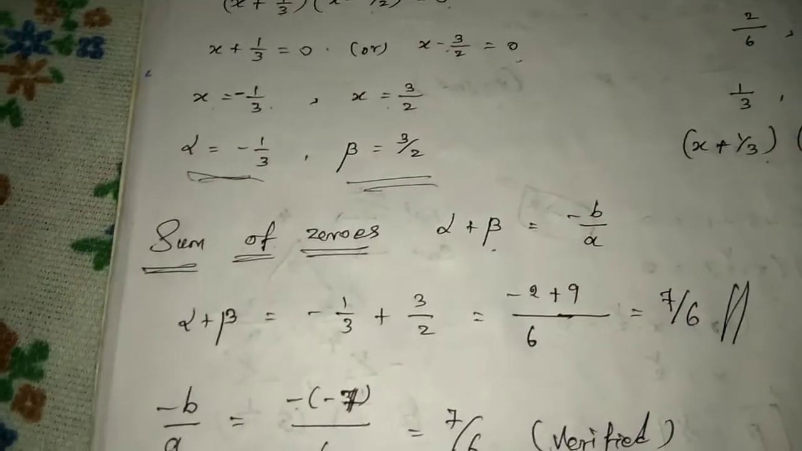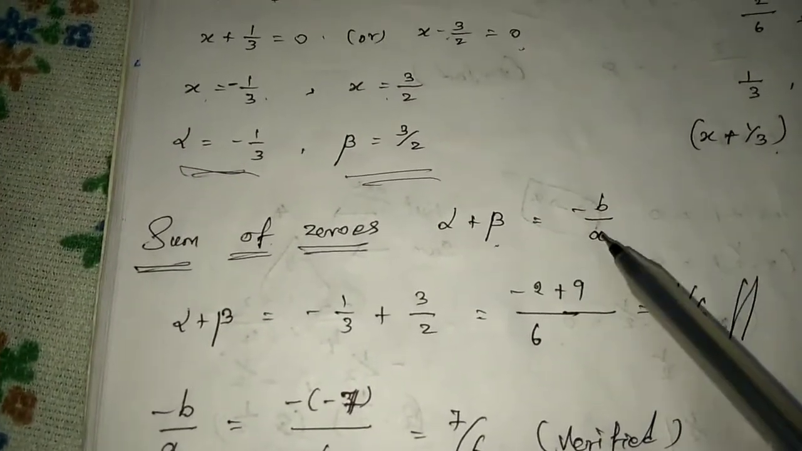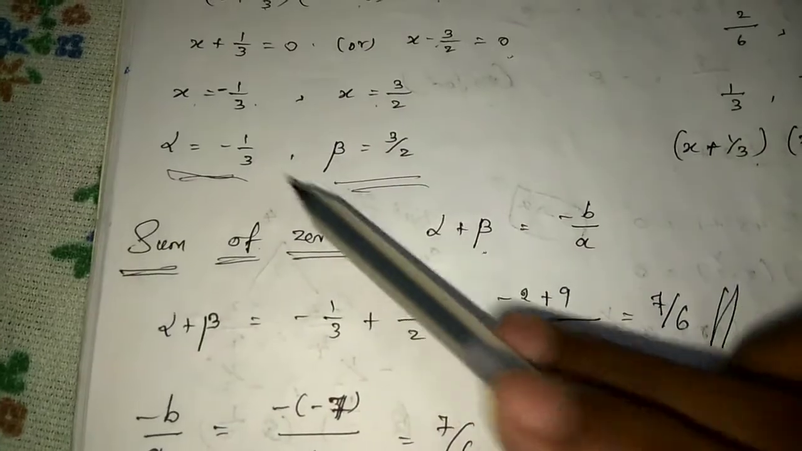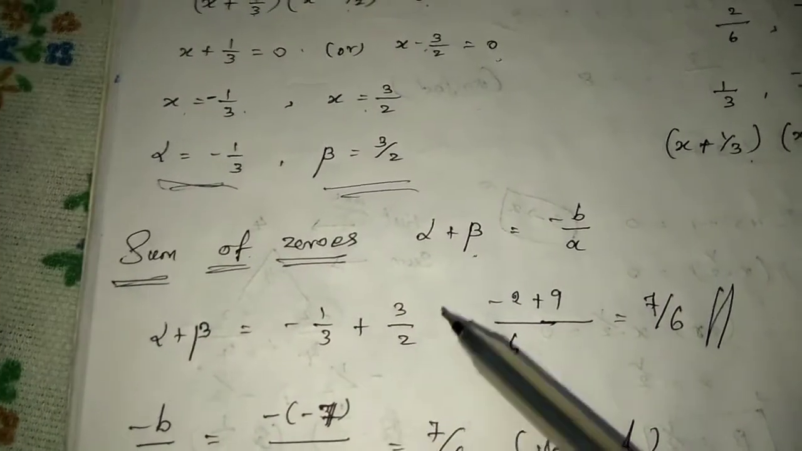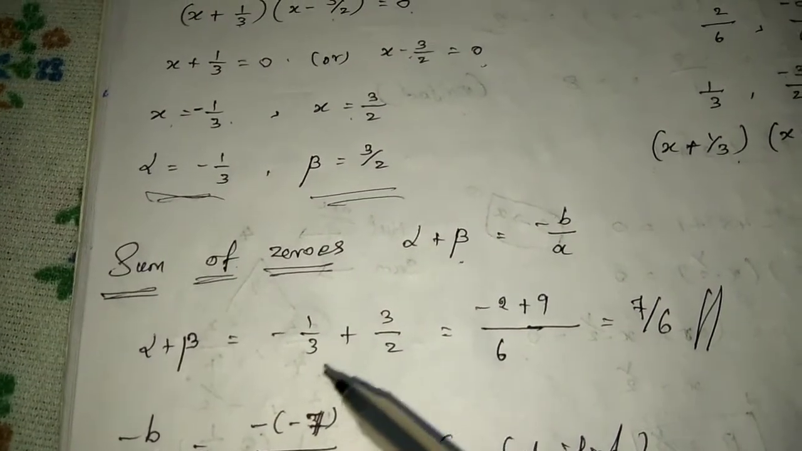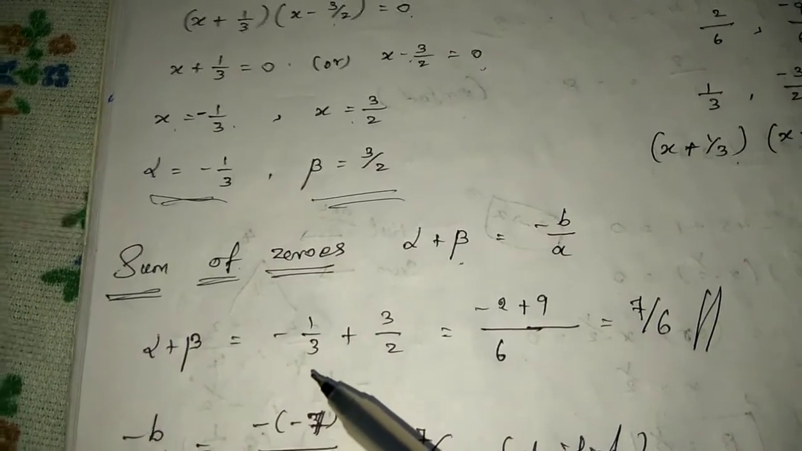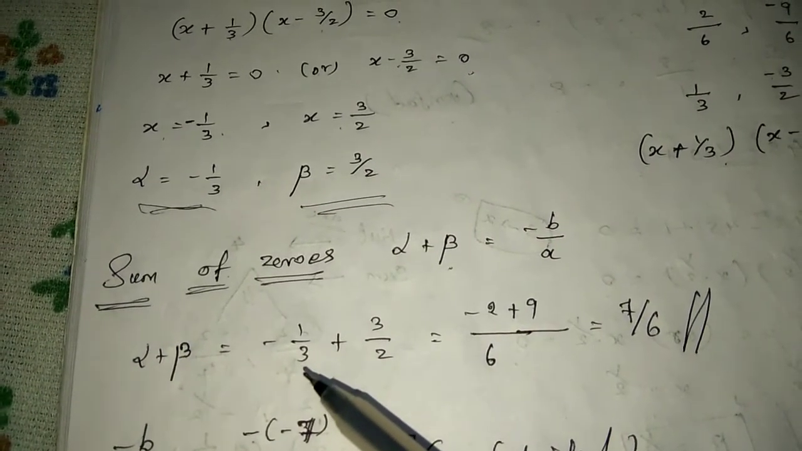Next, the sum of the zeros. So alpha plus beta, that is minus b by a, we know that. So alpha plus beta is minus 1 by 3 plus 3 by 2. Now these are given as fractions, and they are unlike fractions. So we take the LCM. So for 3 and 2, the LCM is 6.